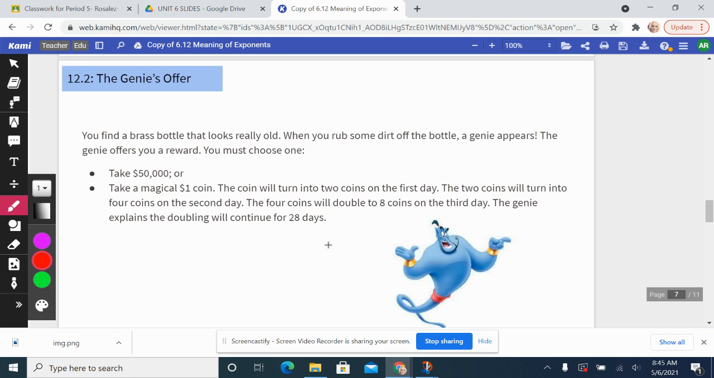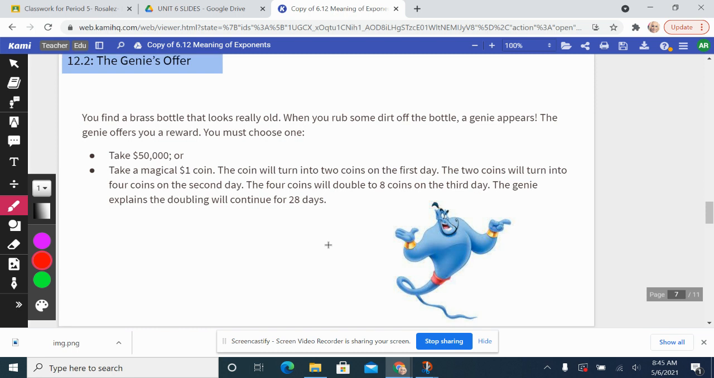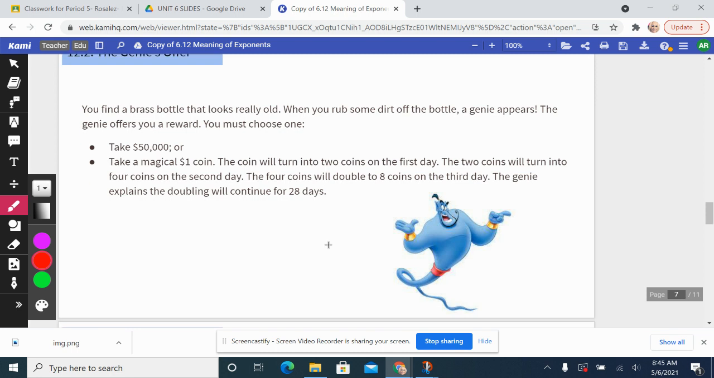Okay, so the genie's offer, it says, you find a brass bottle that looks really old. When you rub some dirt off the bottle, a genie appears. The genie offers you a reward. You have to choose only one. So you're supposed to choose one. Your options are this. Take 50,000 or take a magical $1 coin.